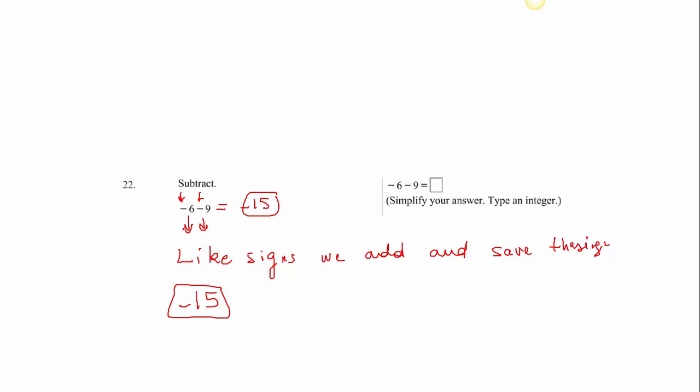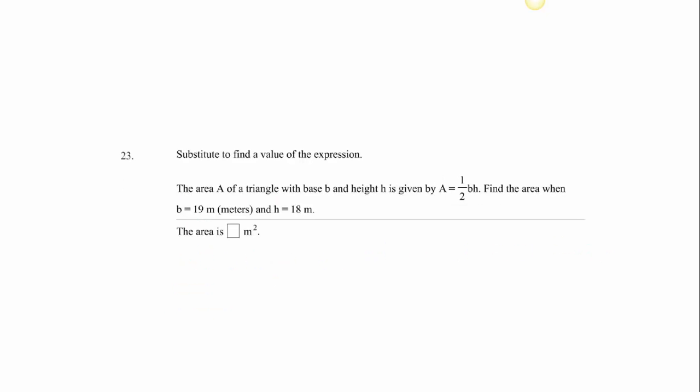Think about spending. You spend $6 and then you spend $9. Your total spending is $15, but since you're spending, that means you're losing the money. That's why it's negative.